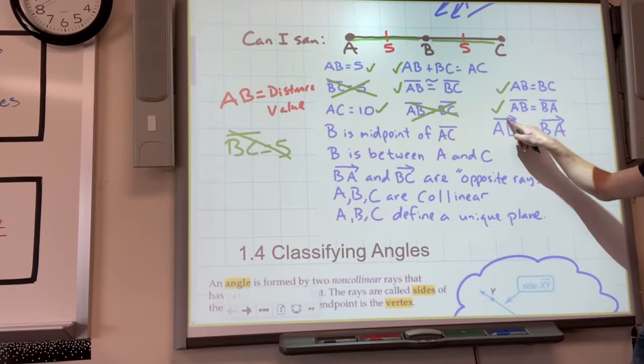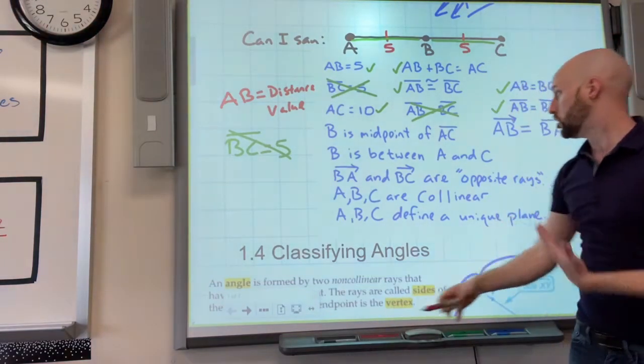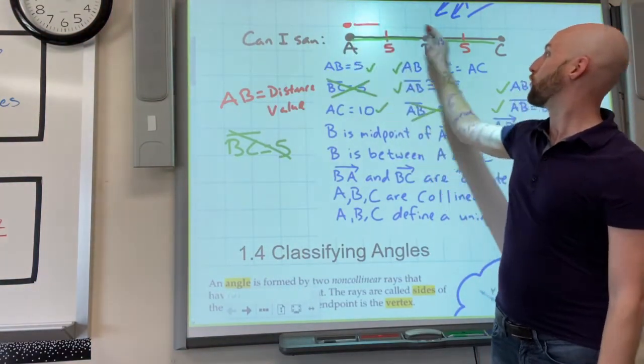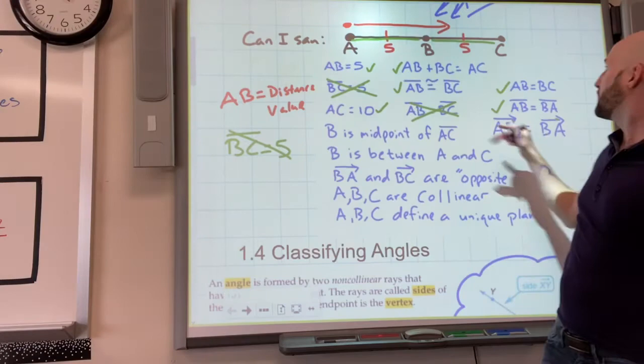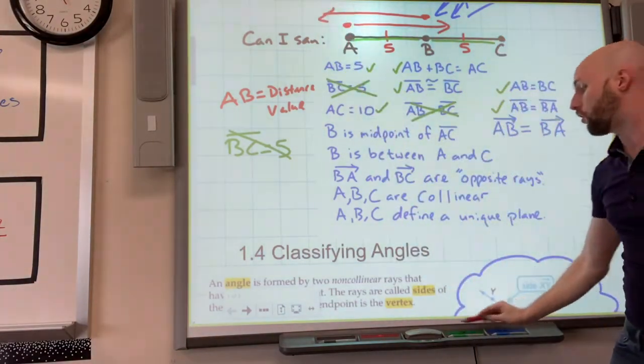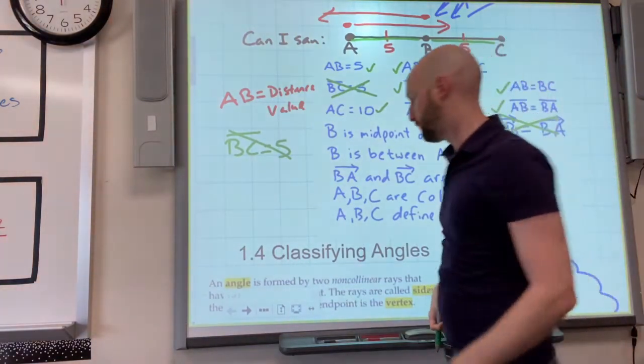Now remember, they're always going to be showing the arrow pointing to the right in the way it looks, but this means that it starts at A and goes forever towards B, whereas this says start at B and go forever towards A. Those are different, and this is something that we would not be able to say.